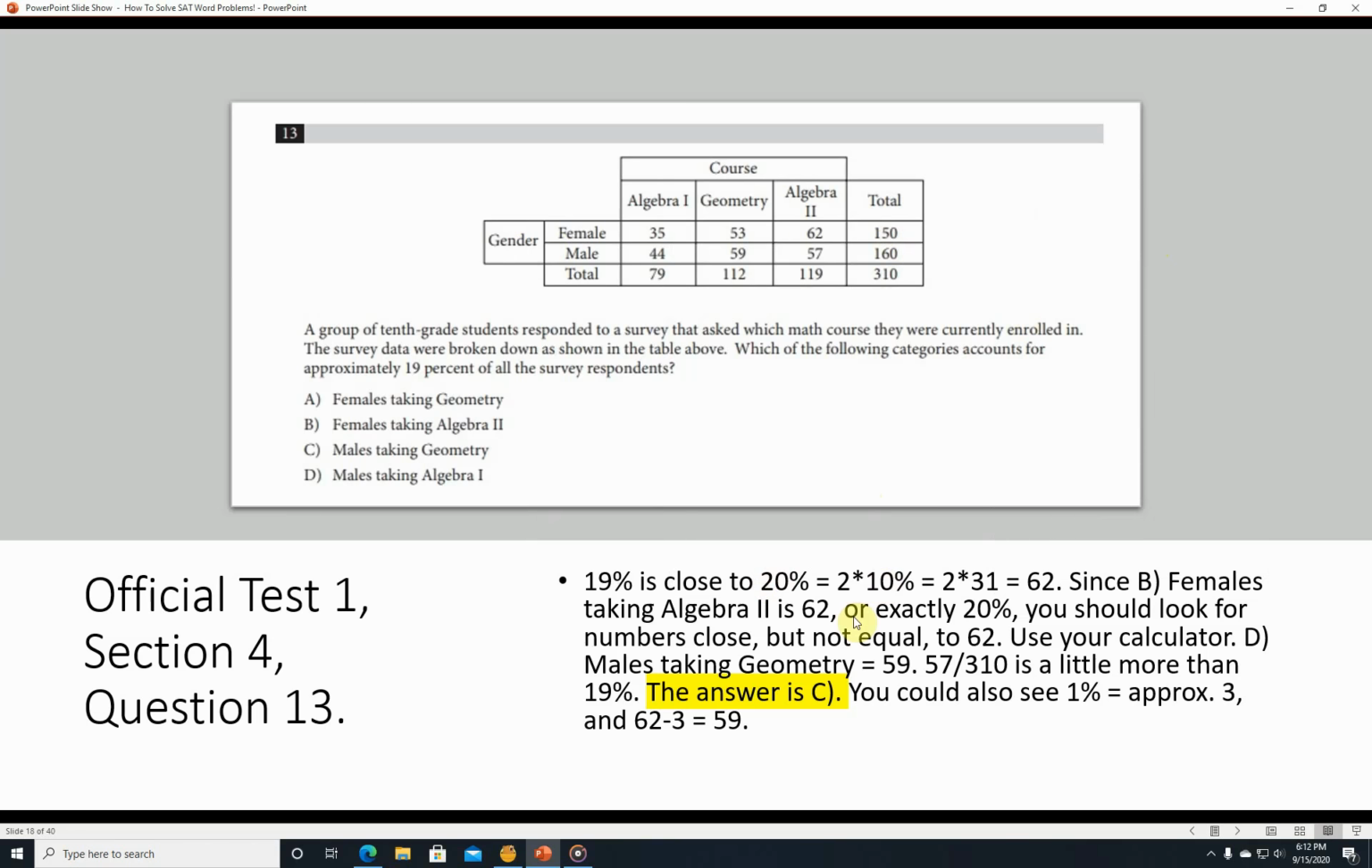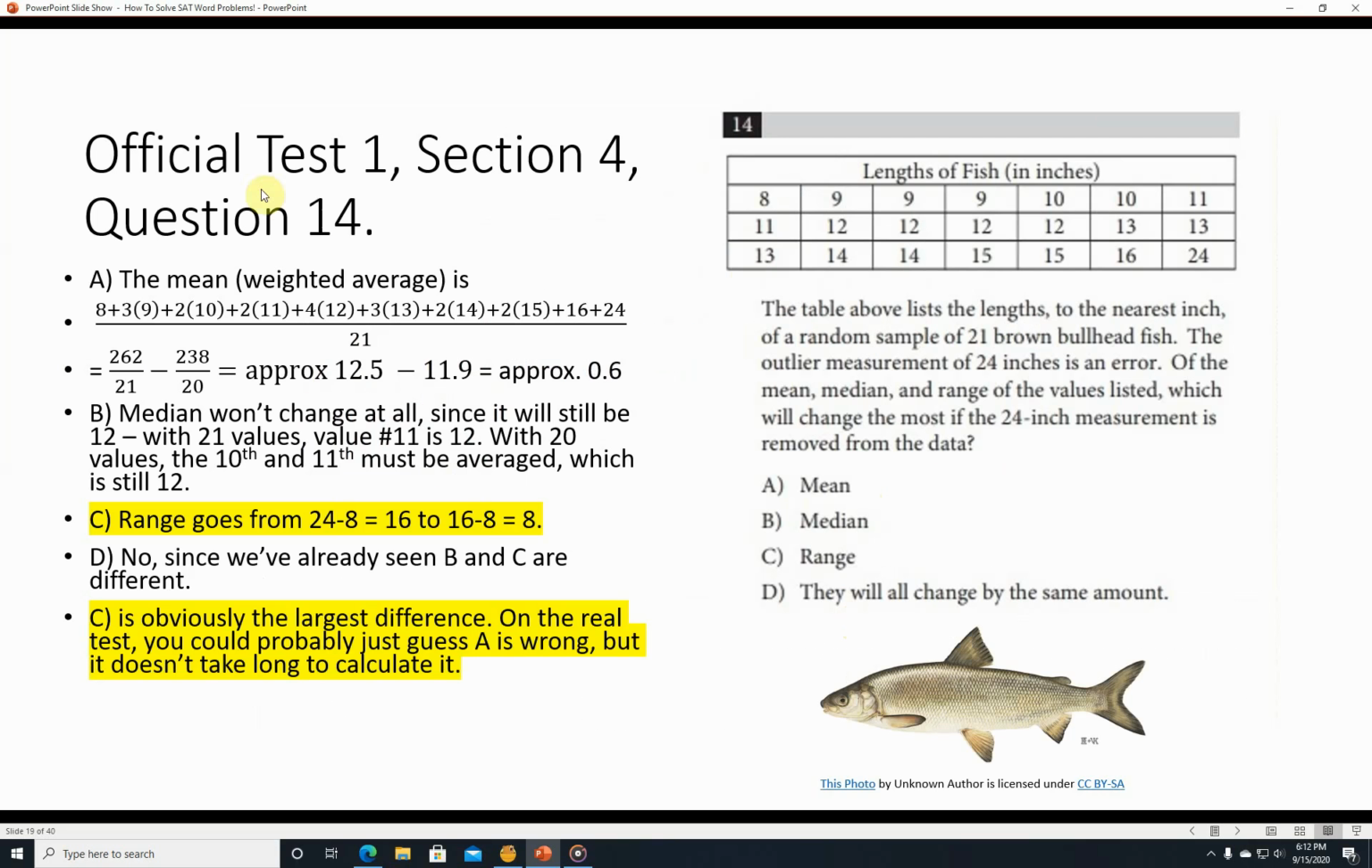Okay. So, official test number 1, section 4, question 14. The lengths of fish in inches. The table above lists the lengths to the nearest inch of a random sample of 21 brown bullhead fish. The outlier measurement of 24 inches is an error. So, the very biggest one, 24, that's an outlier. It's an unusual value, and in fact, it's an error.